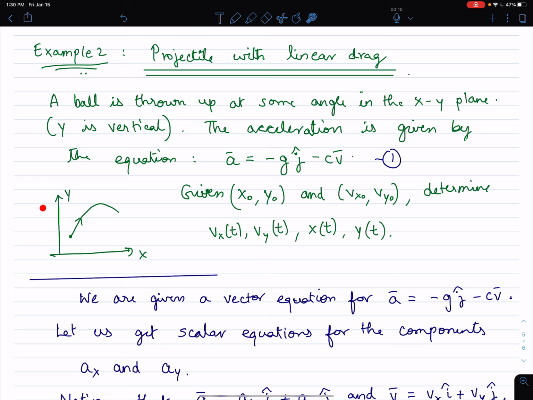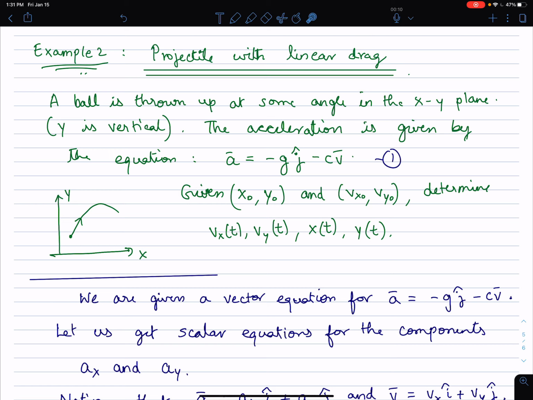So that's acceleration in the downward direction with gravity g, acceleration due to gravity g, and then there is another term which is proportional to the velocity with which the ball is traveling, and it's directed opposite the velocity, so that's the negative sign, and there's a proportionality constant here. And this is the drag term. This would be called a linear drag term.